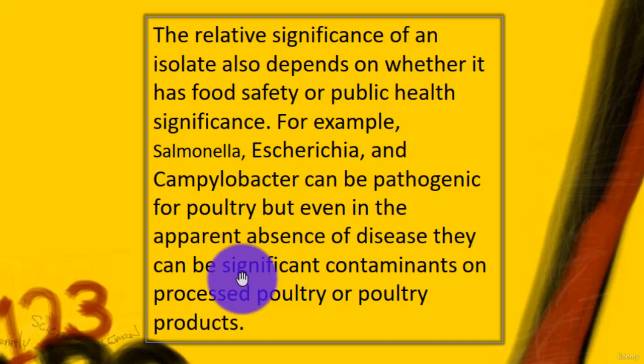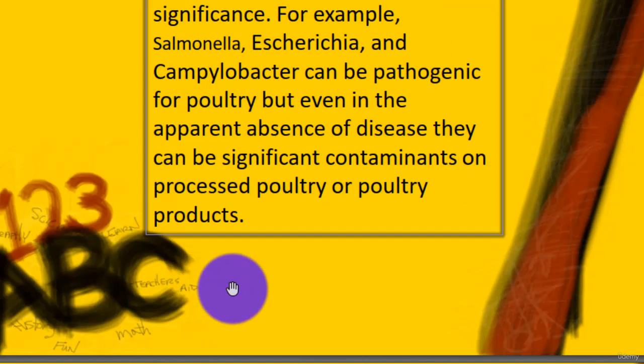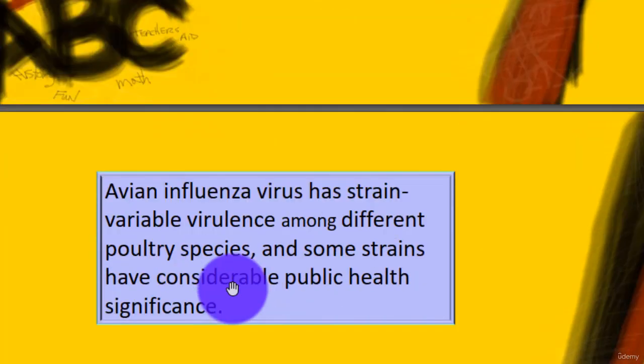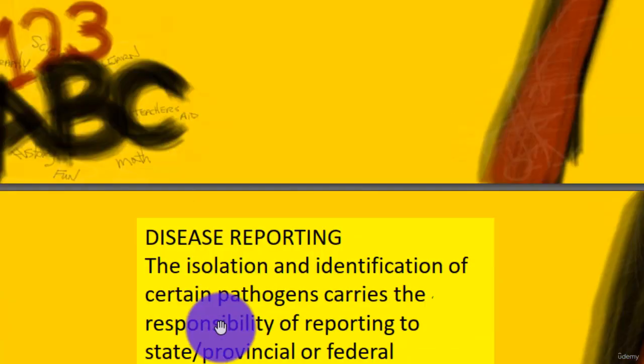The relative significance of an isolate depends on whether it has food safety or public health significance. For example, Salmonella, Escherichia, and Campylobacter can be pathogenic for poultry, but even in the apparent absence of disease, they can be significant contaminants on processed poultry or poultry products. Avian influenza virus strains have variable virulence among different poultry species, and some strains have considerable public health significance.